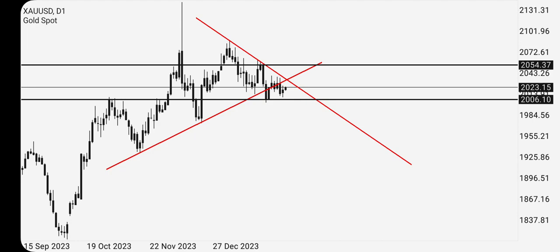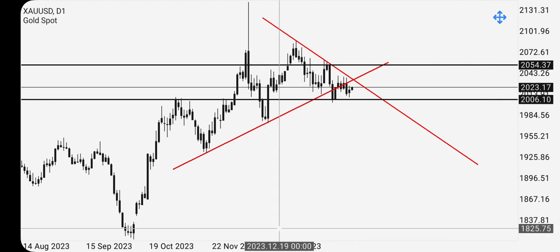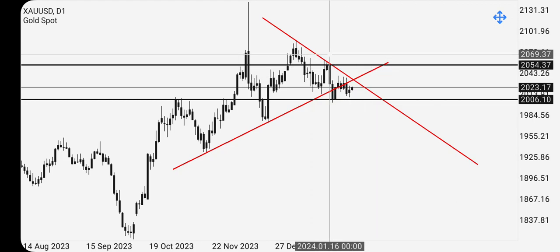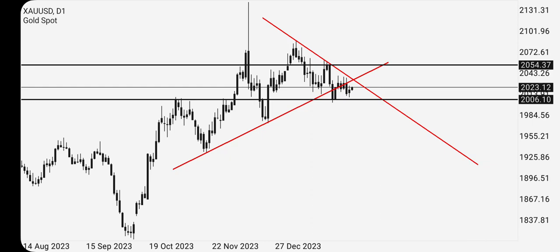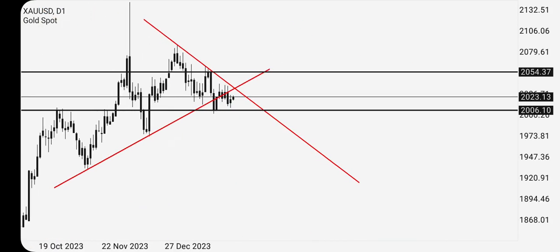The price was between $2,054 and $2,006 in the past days. There we can see, because here we give you our price and then date. So it's been ranging between $2,000 and $2,054 and $2,006. So you can see, and then I zoom in again. I zoom in, I'll check.